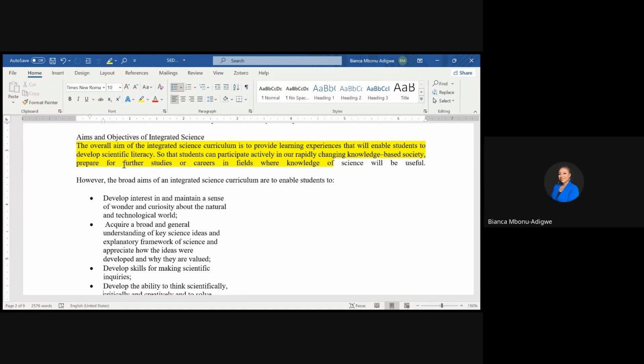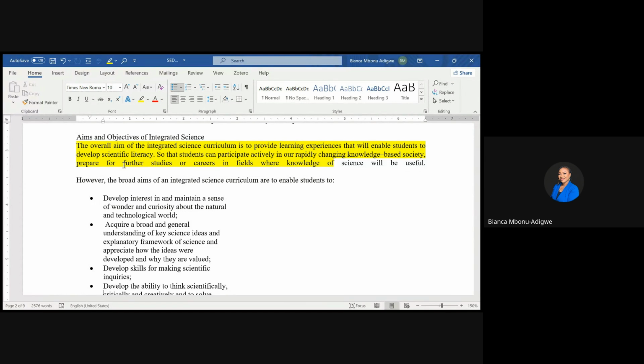Oh, somebody wrote it on the chat. Okay, and Blessing, both of you said the same thing. Collins said something earlier: it helps us to have more understanding about science and be able to understand science from the basics. I think that was what Collins was trying to say about the overall aim of integrated science.